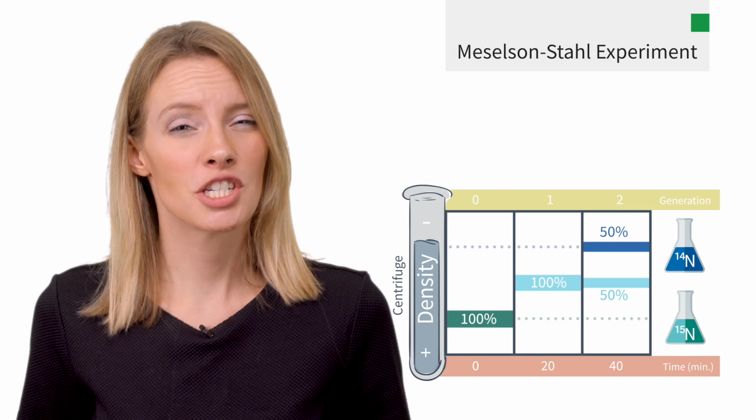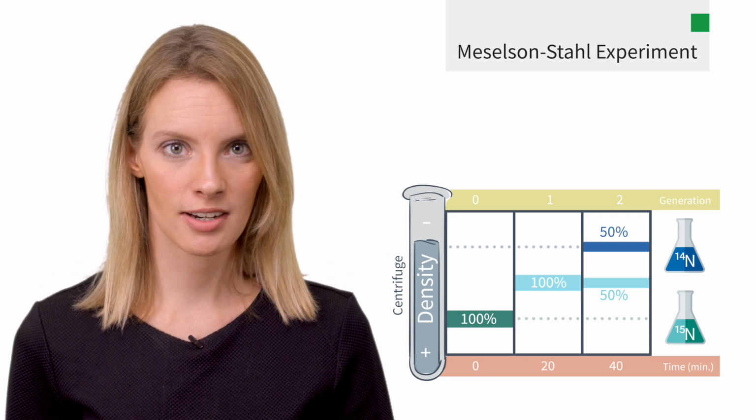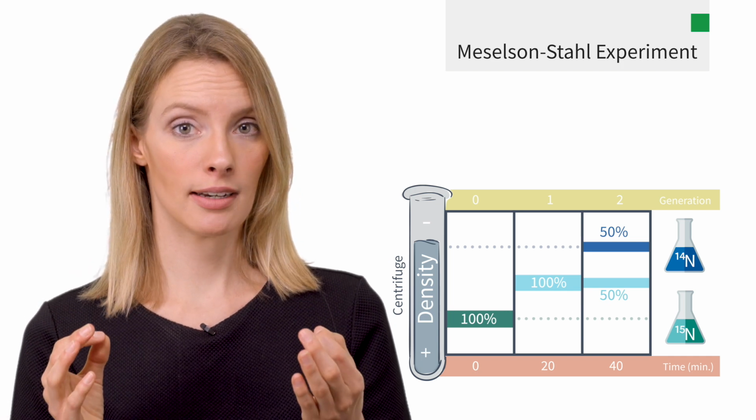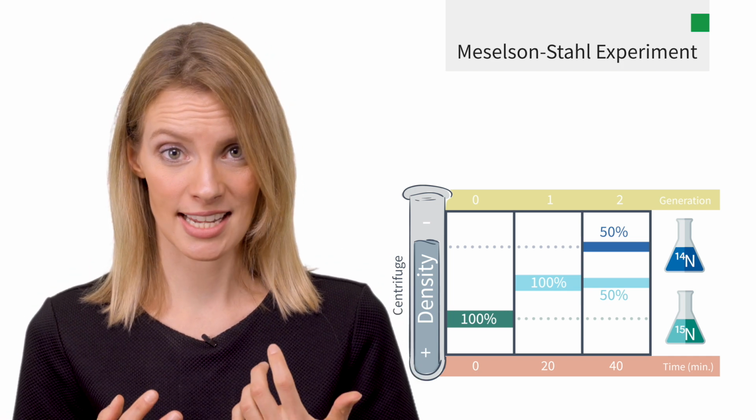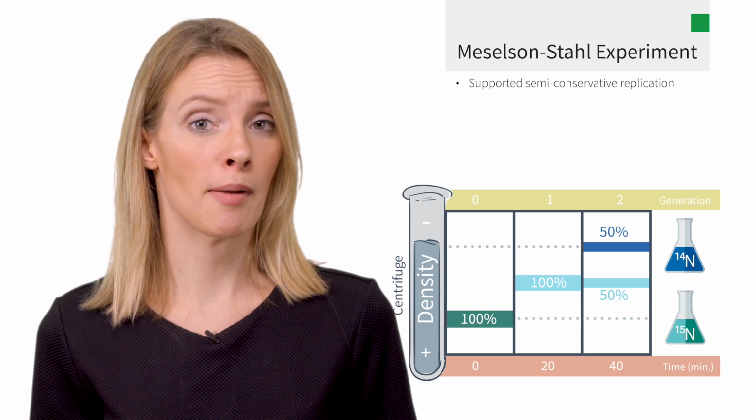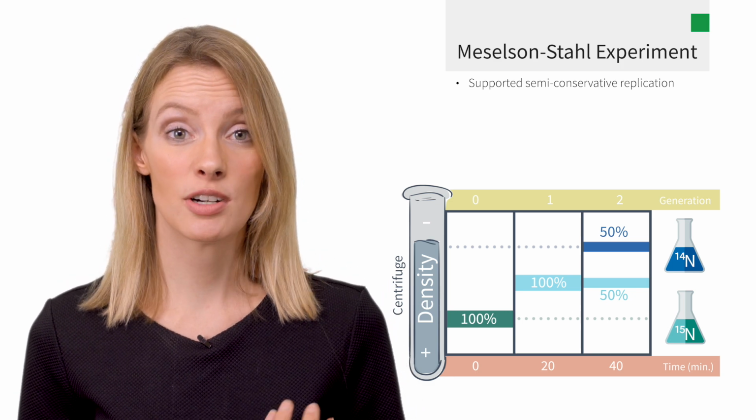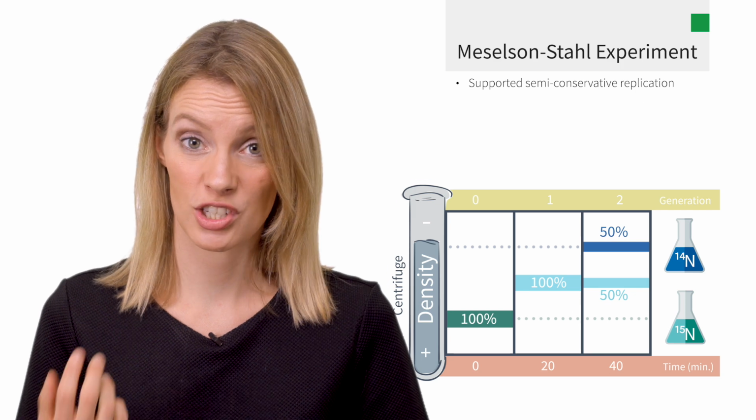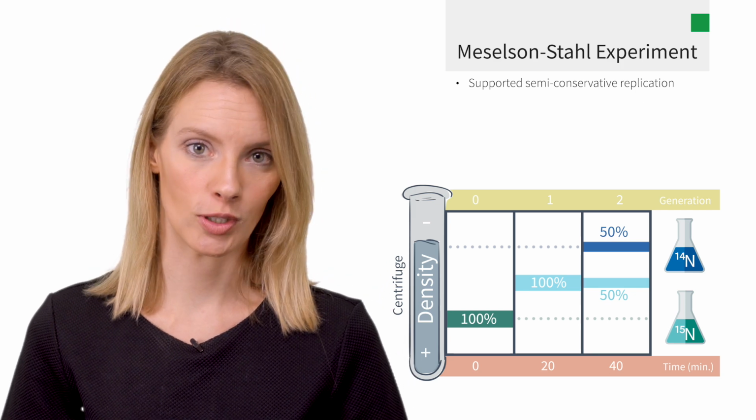Rather, the best explanation was that with each round of replication, the 2 strands of DNA were separated and used as a template upon which a new strand could be synthesized. Thus, the Meselson-Stahl experiment showed that semi-conservative replication best explains how our DNA is replicated, where one strand of the parent DNA molecule is conserved in every new DNA molecule.